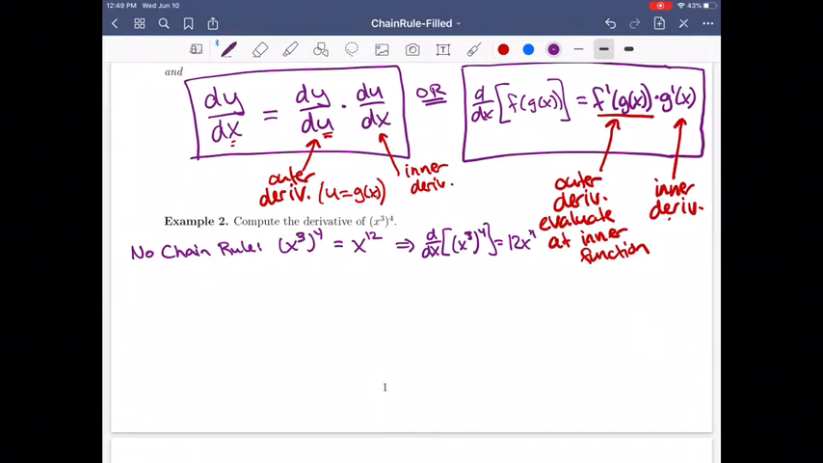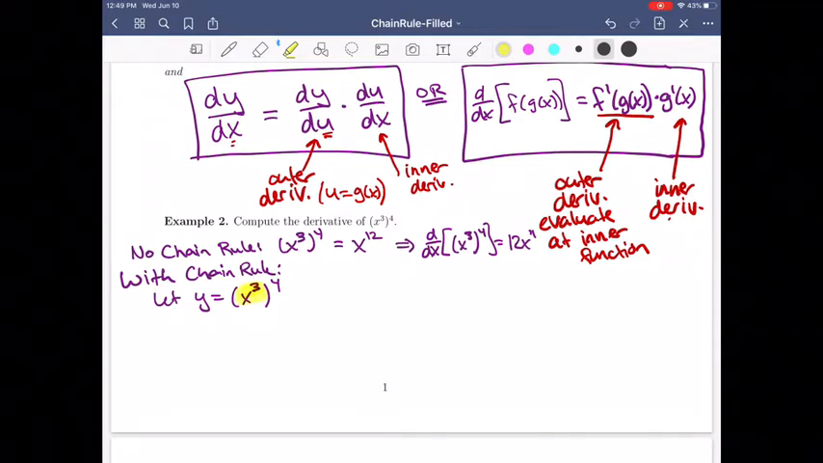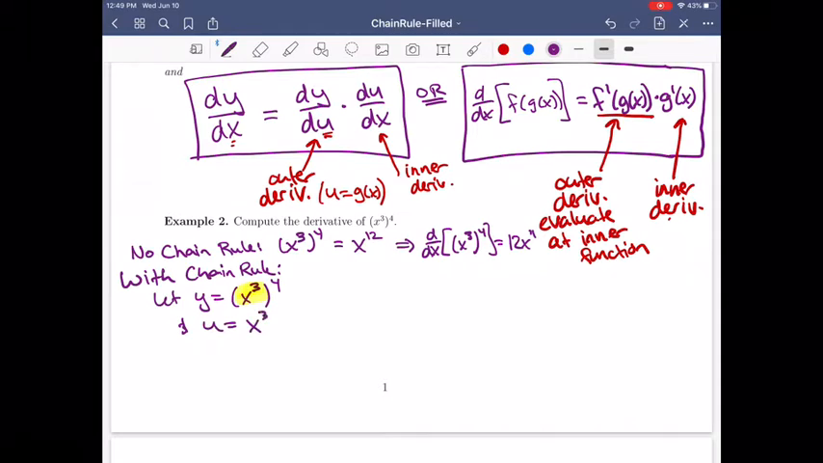Now I'm going to try to do this with the chain rule, and I'm going to do it both ways. So the u is going to be the inner function. y is sort of the outer part, so that's x cubed to the power 4. So here's where we use our composition. This part is my inner part, so that's what I want my u to be. So y equals this, and u is equal to the inner part. So that means that y is actually u to the power 4.